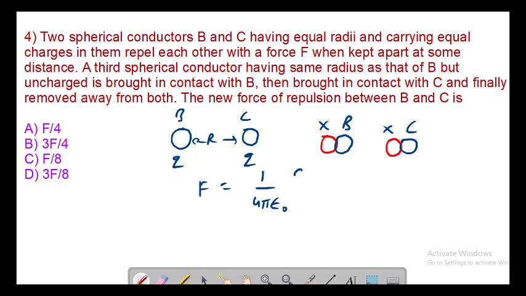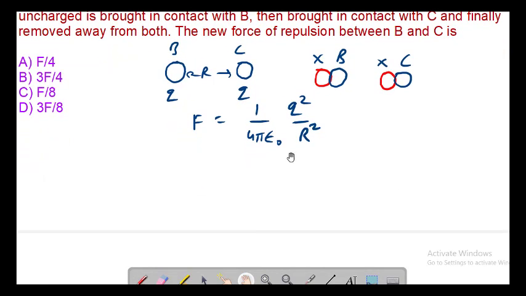So here what we get is Q square upon R square, because Q into Q upon R square. So this is the original force. Now we take the first case: we bring another conductor in contact with B. The new conductor is uncharged, so there is a charge distribution. Charge on X is 0 and charge on B is Q. So this is how we find the amount of charge on both the conductors. So this becomes Q by 2.